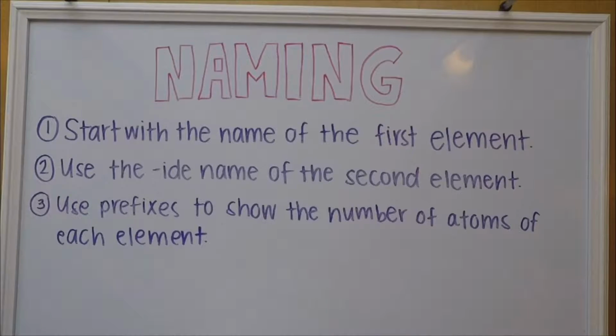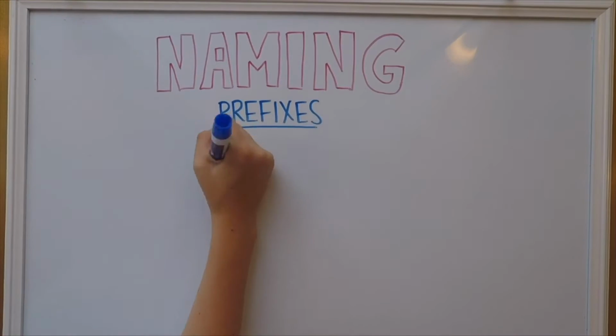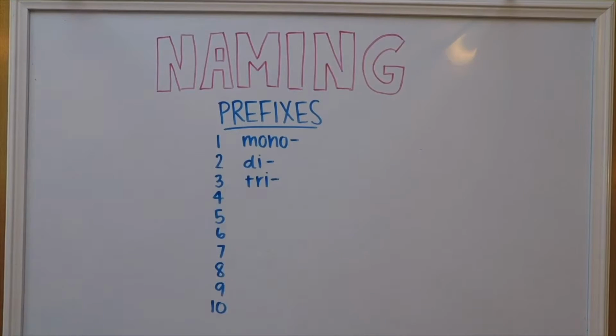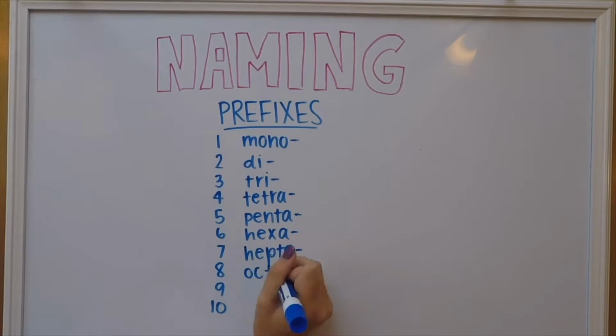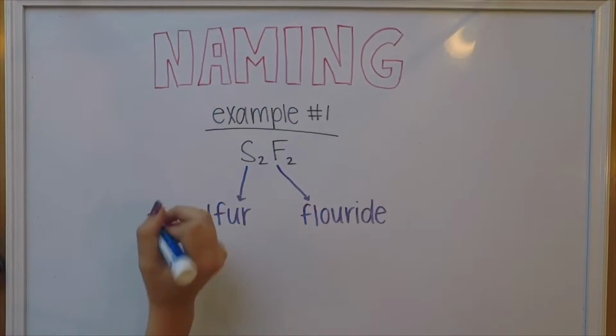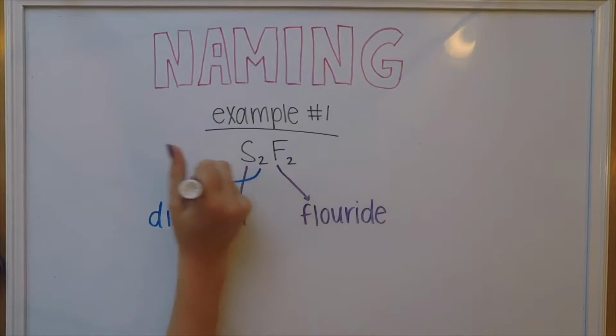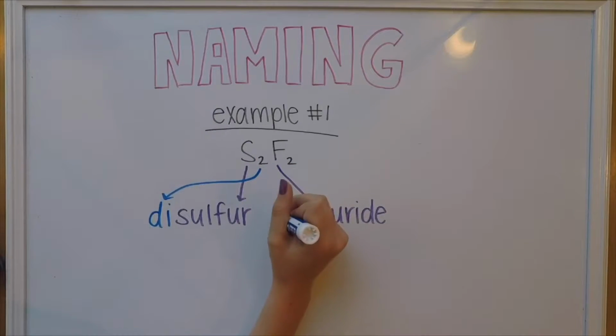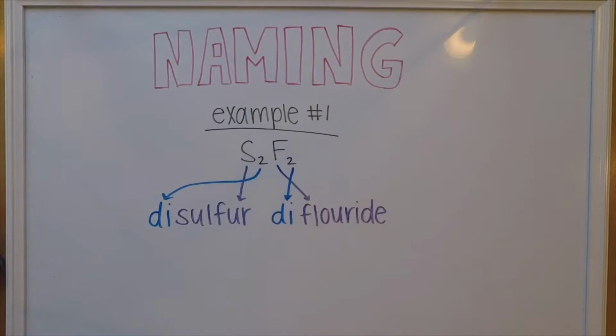The next step is to use the prefixes. Here is a list of all the prefixes that you should know. Since there's a subscript of 2 for both sulfur and fluoride, di should be included in front of both. So the name for S2F2 should be disulfur difluoride.